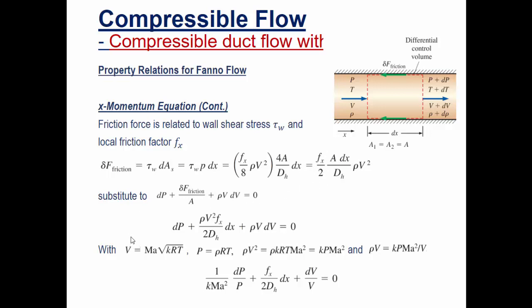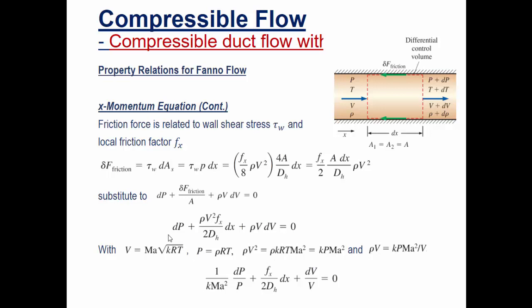And note that previously we have these elements of velocity, which is equal to the Mach number times the square root of kRT, which is equal to the speed of sound. We have the ideal gas relationship, P equal to rho RT, and we have the term of rho V squared equal to rho kRT times Mach number squared, and so on. We can actually develop this equation, substitute all of the information that we have previously into that equation.